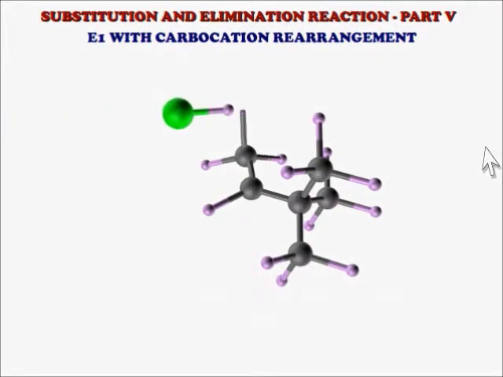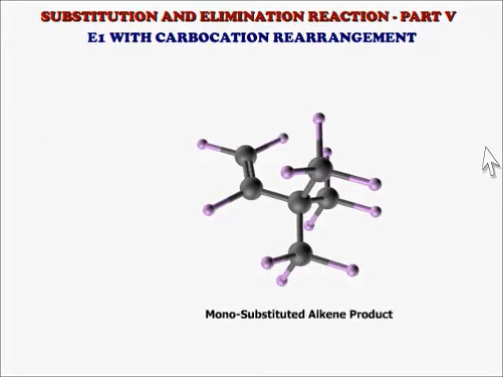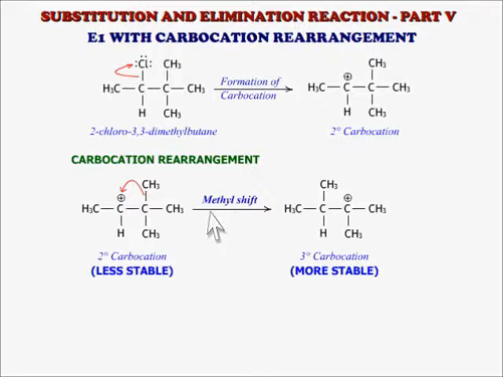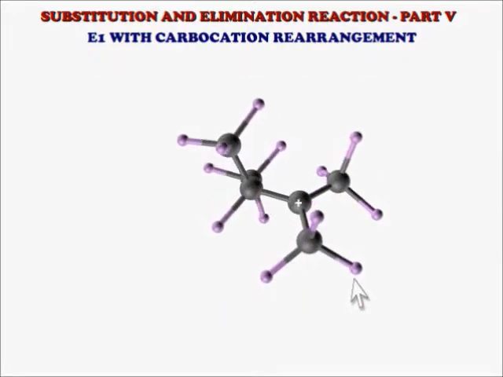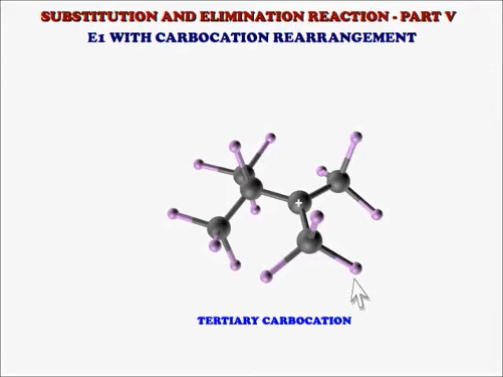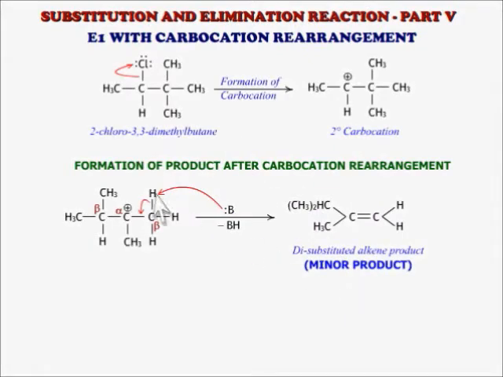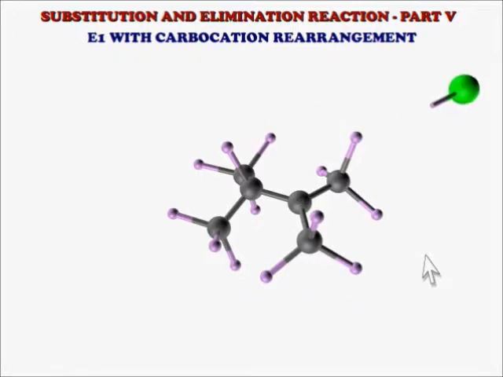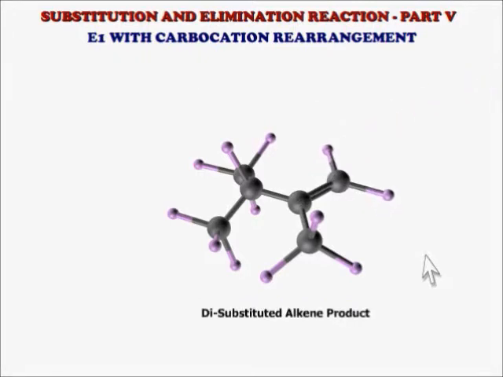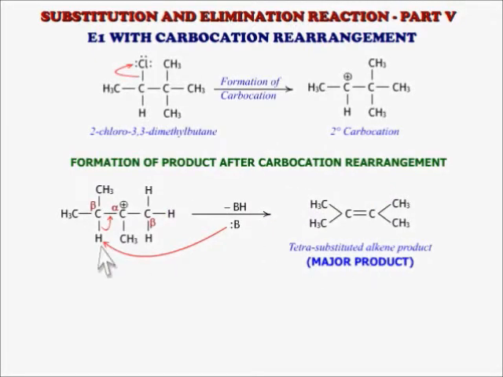Or there is a methyl shift from the carbon next to it because it gives a more stable tertiary carbocation. Then the base reacts with this hydrogen of the beta carbon, which gives a disubstituted alkene. Or the base may react with this hydrogen of the other beta carbon to form a tetrasubstituted alkene. Out of the three products, this one is the major product.